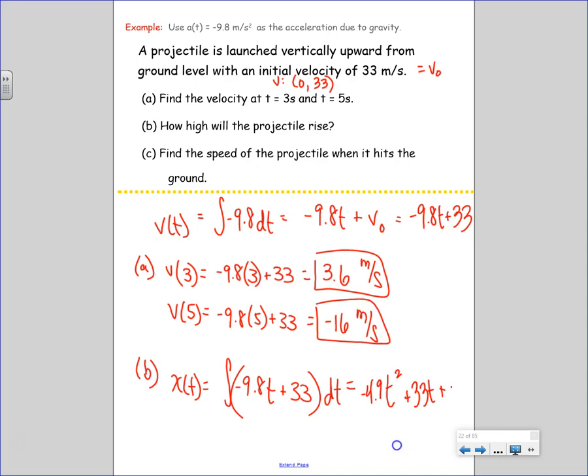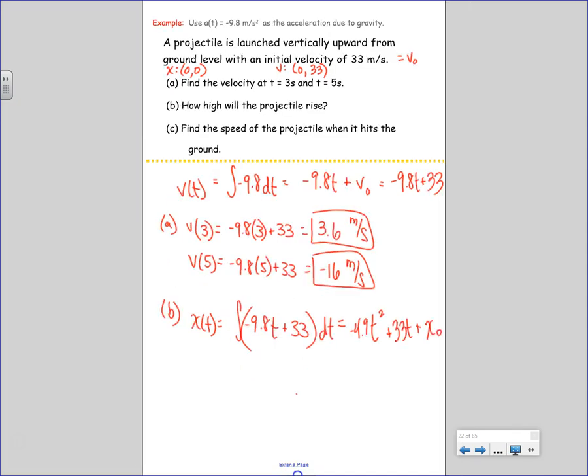Which is going to be the same thing as, if t is 0, the initial position. What's the initial position? As long as it's from the ground, ground level 0. So when t is 0, height is 0. So then c is 0. So we get negative 4.9t squared plus 33t. That's my position function.